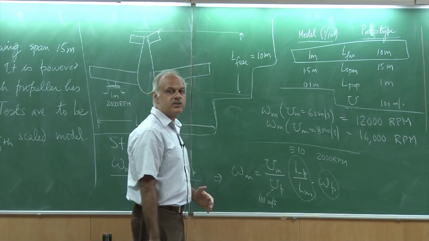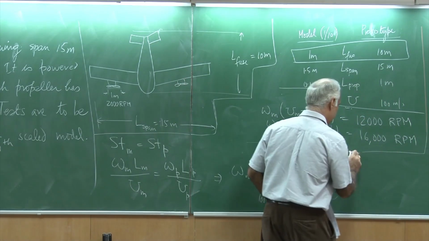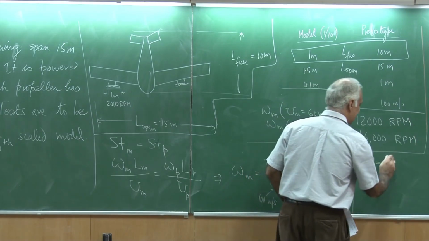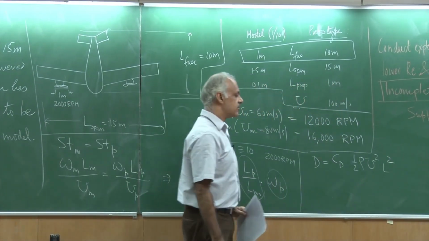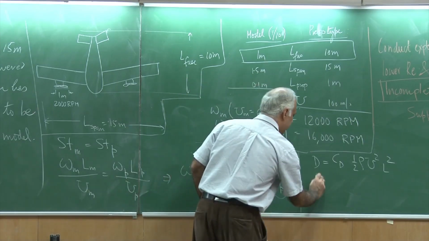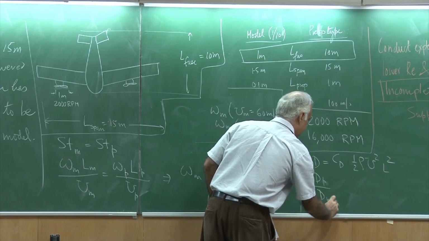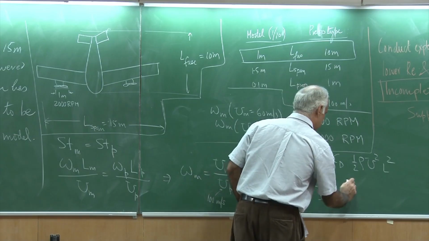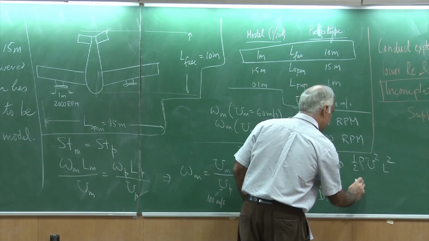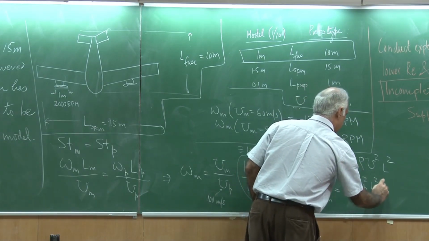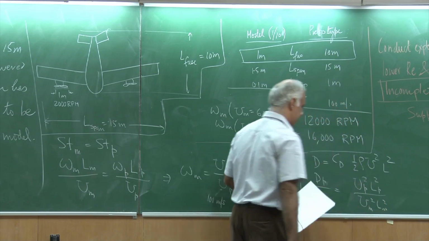The third part is about the drag. That is a little bit easy to do because we know that drag is given as CD times half rho u square times L square. So, drag on the prototype divided by drag on the model is simply, CD is going to be the same for both of them, rho is going to be the same, so I can write this as u prototype squared L prototype squared divided by u model squared and L model squared.